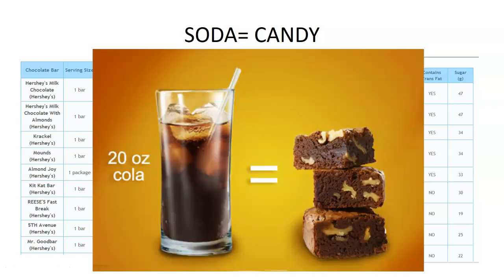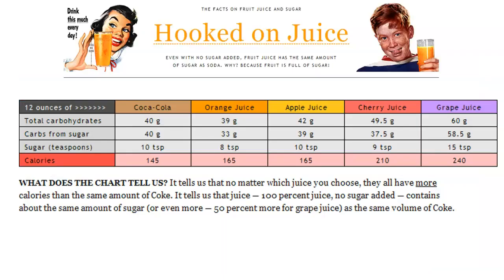What this means is, if you look at it this way, a 20-ounce soda is equal to eating 3 recommended amounts of brownies. 3 brownies is equal to 1 20-ounce soda. The thing you need to start changing your mind about is the idea that soda is something refreshing. It's not something to get liquids. Soda is candy. It's consuming liquid candy, and you need to keep that in mind.